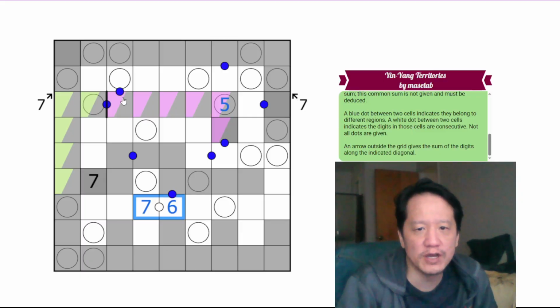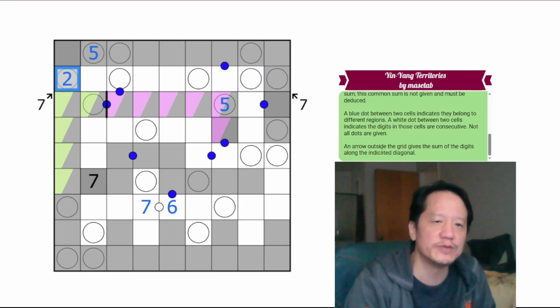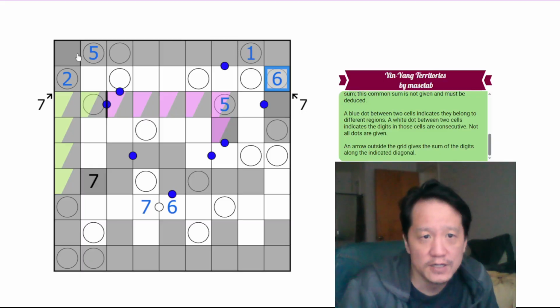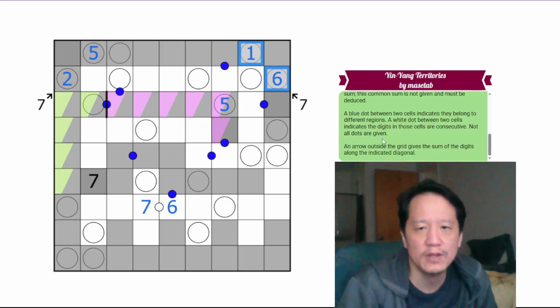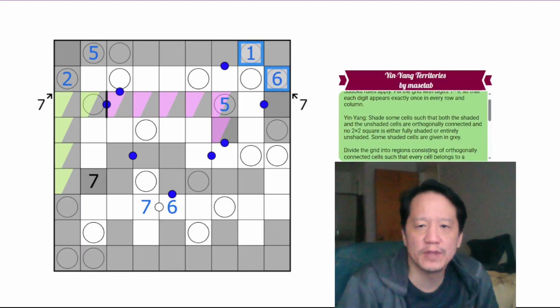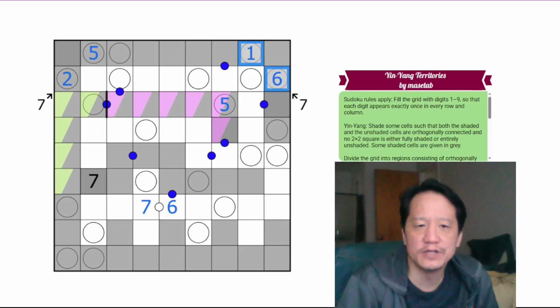And finally, we have an arrow outside the grid gives the sum of the digits along the indicated diagonal. So, for example, these two digits must add up to 7, and these two digits must add up to 7. So say this was a 5 here, this would have to be 2. And say this was a 1 here, this would have to be 6 then. Because these two digits must add up to 7, and these two digits must add up to 7. And those are all the rules. If you'd like to play along, there's going to be a link in the description. And now, I'm going to get started.